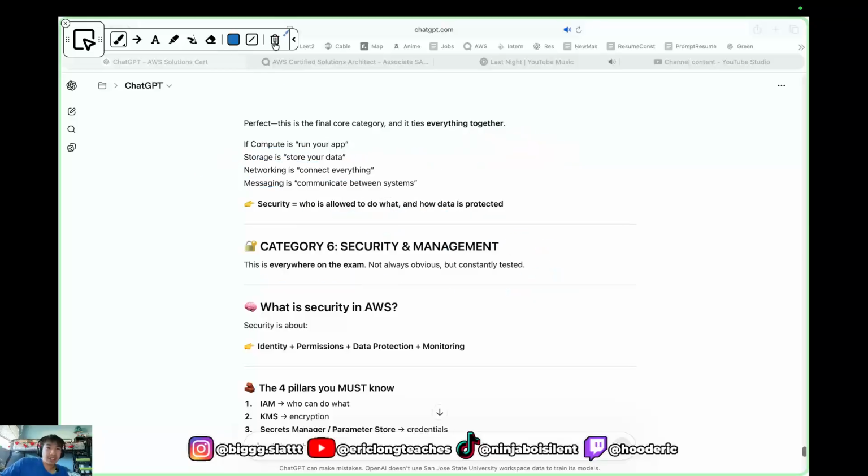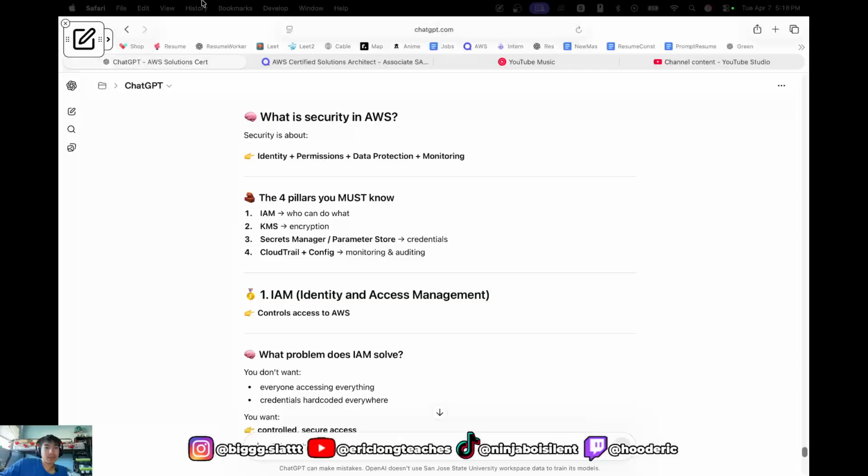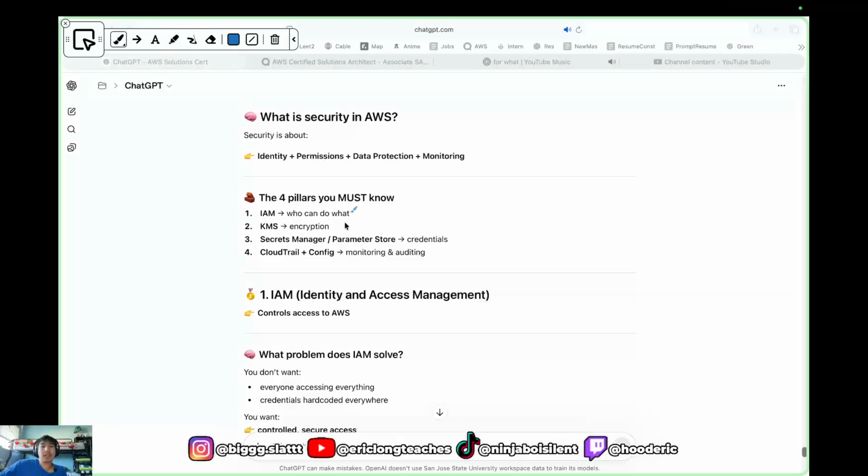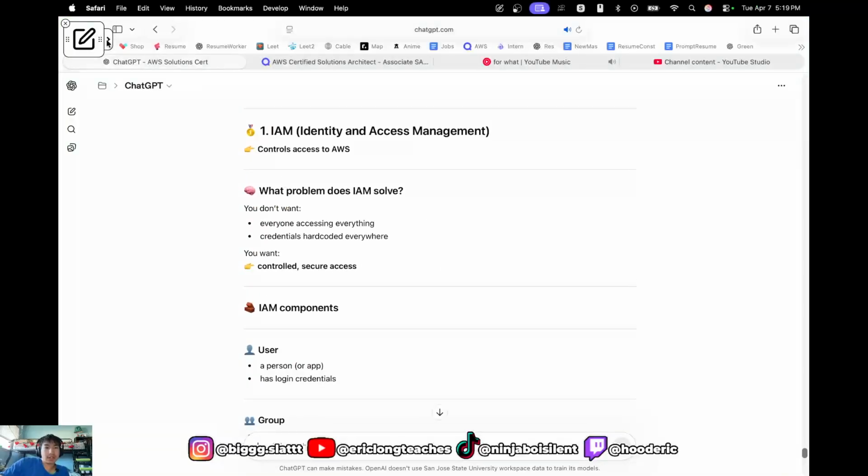All right, let's go ahead and go through this. What is AWS security? Security is all about verifying identities, which identities have which permissions, data protection, and monitoring. The 4 pillars we must know are IAM, which is who can do what, KMS, which is, I guess, encryption, Secrets Manager, which is credentials, and CloudTrail, which is monitoring and auditing.